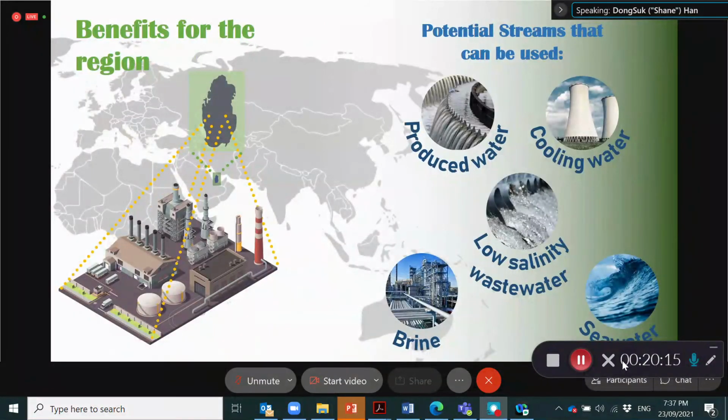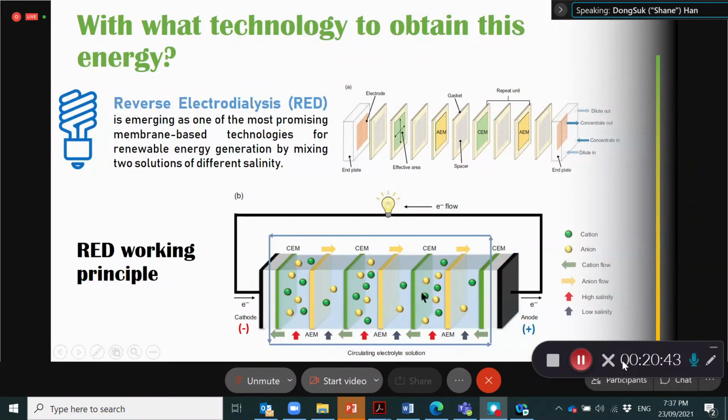Qatar has a lot of industry sites related to energy production. Also, they have a lot of water streams with different levels of salinity, for example produced water, cooling water, low salinity wastewater, and brine from seawater. If we use well-matched pairs with a good salinity difference in the RED stack, we can generate the power density with the appropriate voltage required for combined chemical processes, like urea chemical recovery, CO2 conversion, or hydrogen production using an electrochemical system.